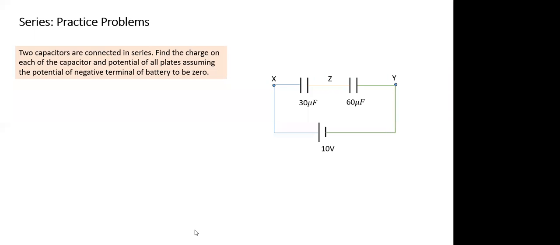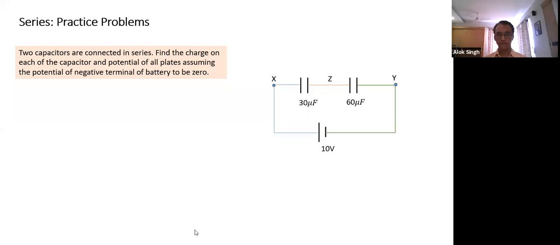Sir, we should find the potential at Z also here. Yes, X and Y are already known. Exactly the same thing we did in the previous question, only change the numbers.